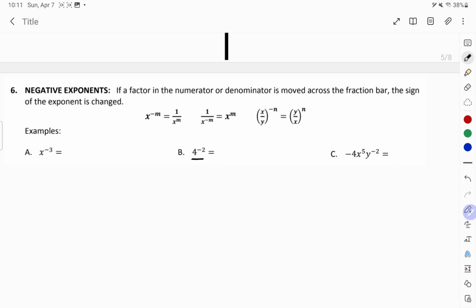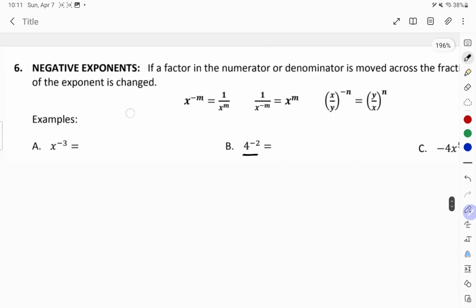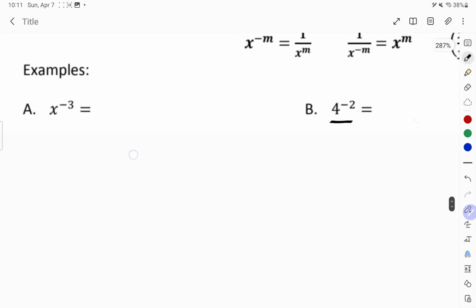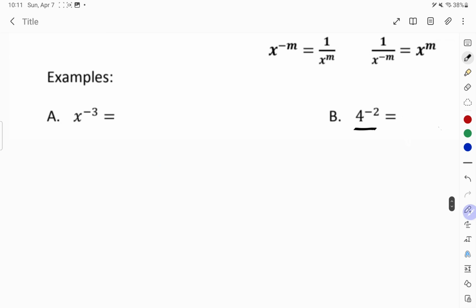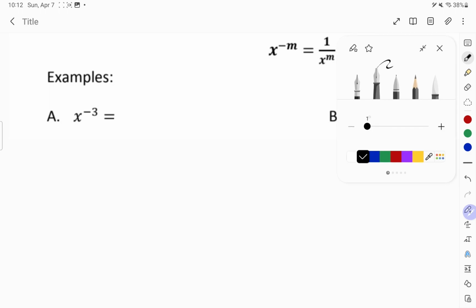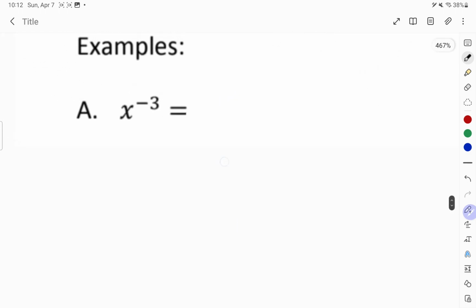So if a factor of a numerator or denominator is moved across a fraction bar, the sign of the exponent is changed. So that's a great rule. That means that if I have a negative exponent, I just move the base and the exponent around my fraction bar, and it's going to change the sign of it, which is amazing because we always want to have positive exponents whenever we're working with exponents. So let's go over what that means in practice.